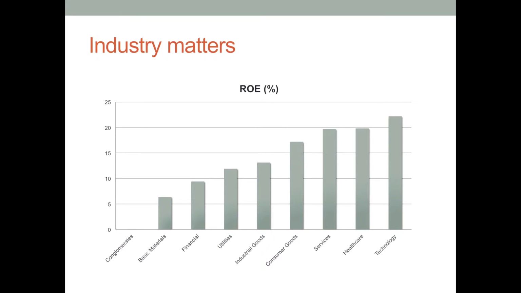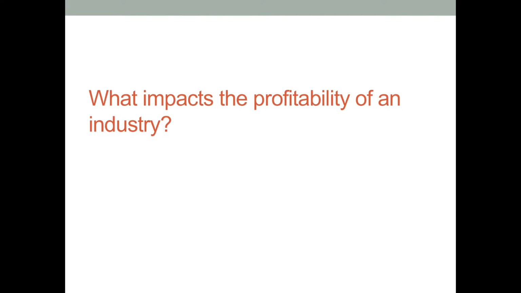This is a quick and dirty chart that kind of supports that fact. It shows the return on equity for a number of different industries. Essentially, if a few years ago you had invested in technology broadly, it doesn't really matter if you'd picked the right company, you probably still would have done better than if you'd invested in a number of banks or basic materials companies. So why is industry so important, and what impacts the profitability of an industry?